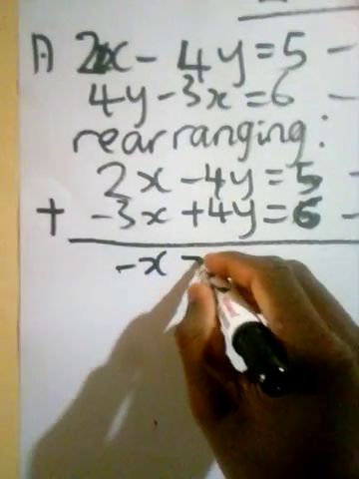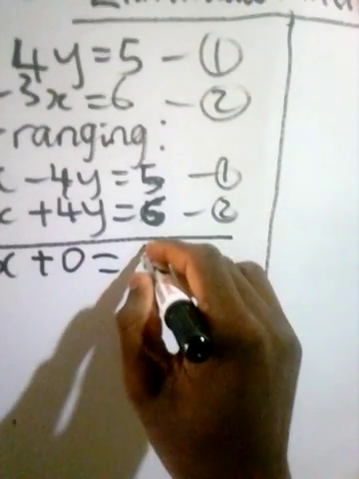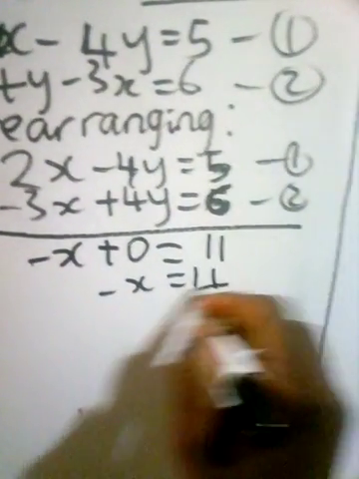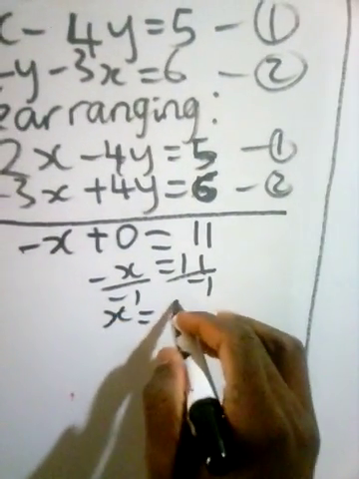That gives me plus 0. Then 5 plus 6 gives me 11. This gives me minus x equal to 11. Divide both sides by minus 1, gives me my x to be minus 11.